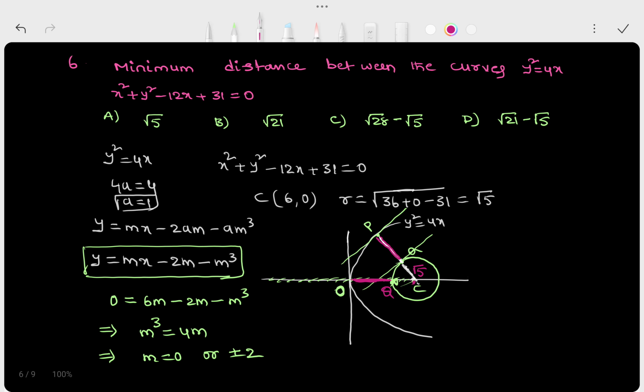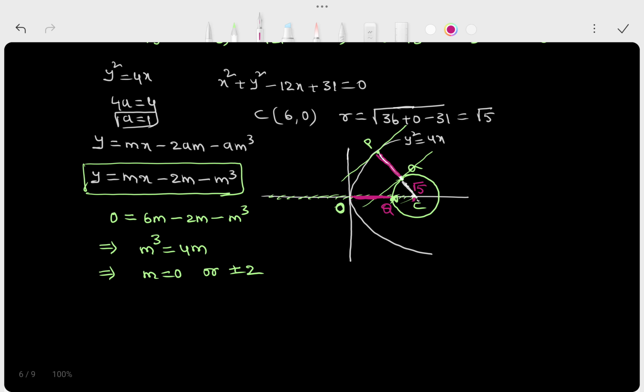So you have to take m equals plus 2 or minus 2. Suppose you take m equals plus 2. You know what this is? The normal equation is a normal to the parabola at what point? That point P will be am square comma minus 2am, am square comma minus 2am.